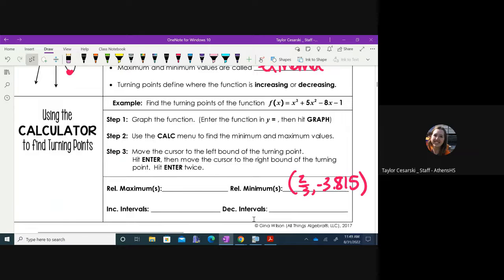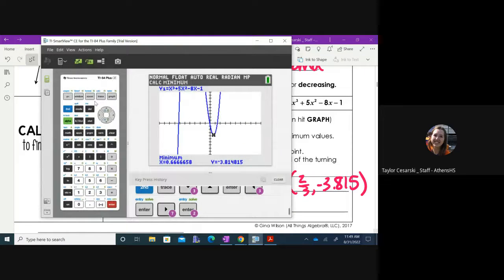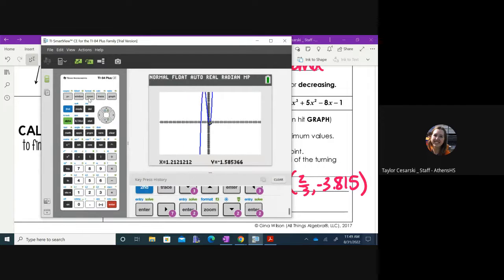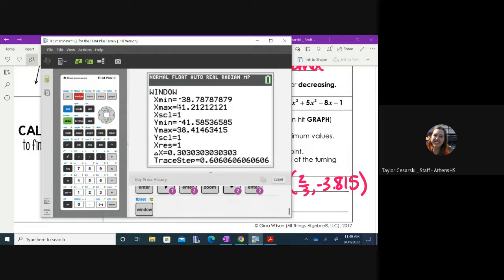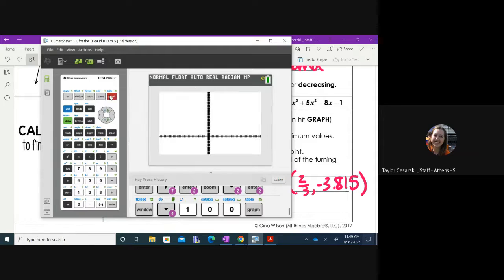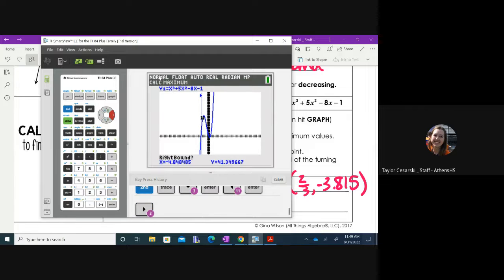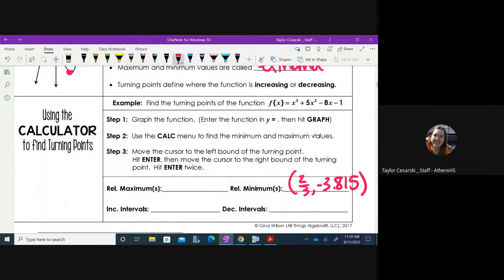All right, and then relative maximum. So we're going to do the same thing. I do need to zoom out a little bit so I can see the picture. And I'm going to then change my window and just go up a little bit higher on my Y max, maybe to 100. Here we go. Now we have a better picture of what it looks like. So second calc, go down to maximum. And same thing, you want to go somewhere to the left, hit enter, somewhere to the right, hit enter. And then when it says guess, hit enter again. So this one's at negative 447.